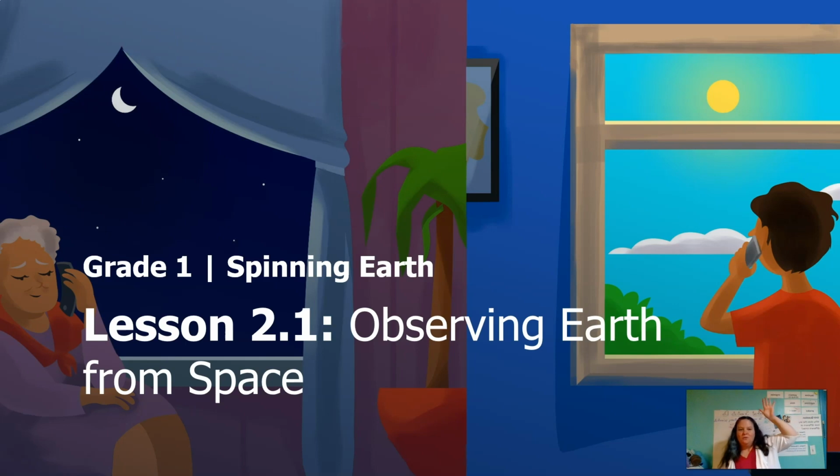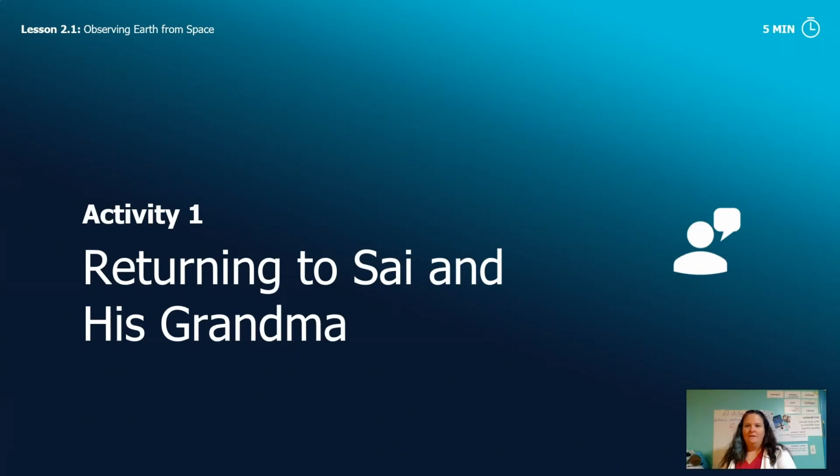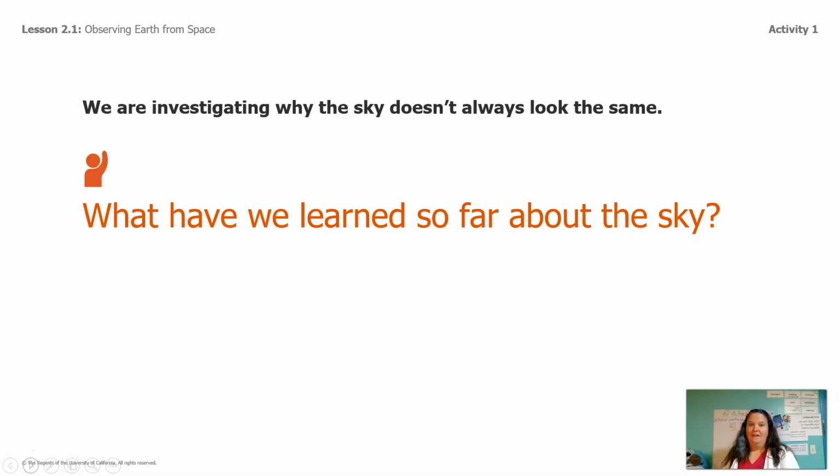It's me, Miss Ward, and today we're going to have Lavender with us a little bit, but even better, I think, is my daughter, Rosie, is going to be with us today too, and we're going to have a great time. We are starting Chapter 2, okay? And this is Lesson 2.1, Observing Earth from Space. Welcome, let's get started. All right, so let's remember what we're doing today.